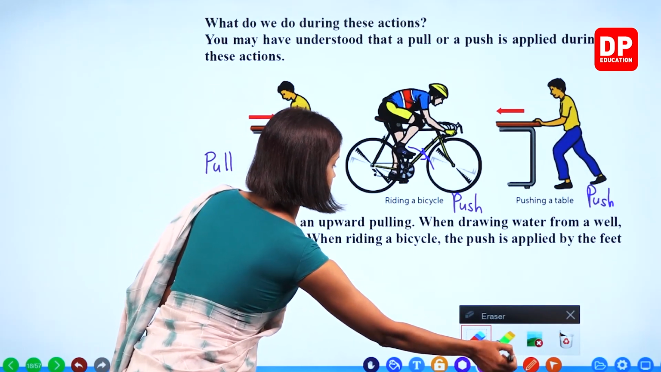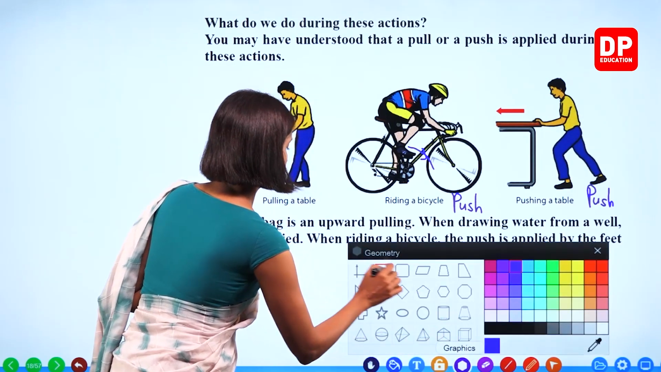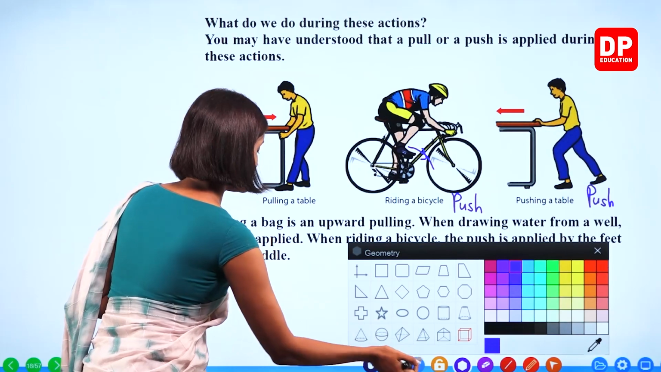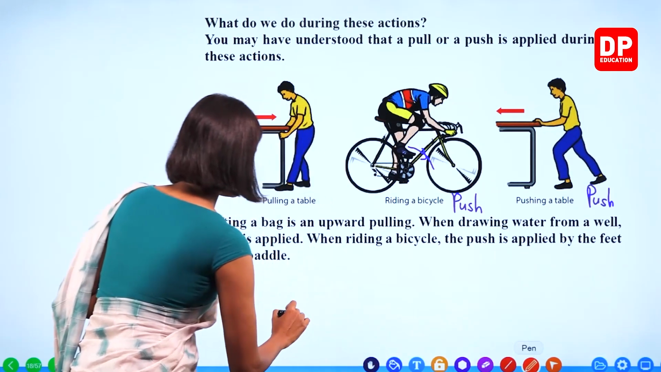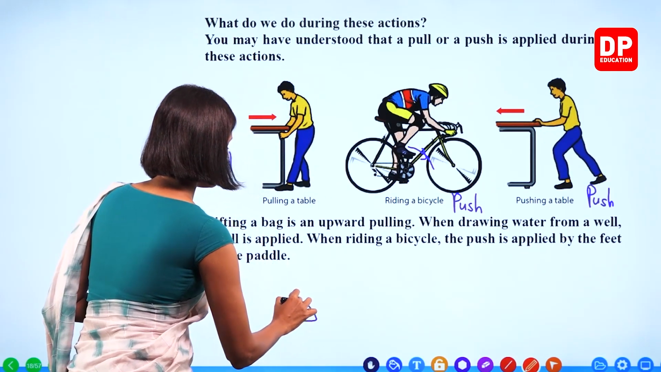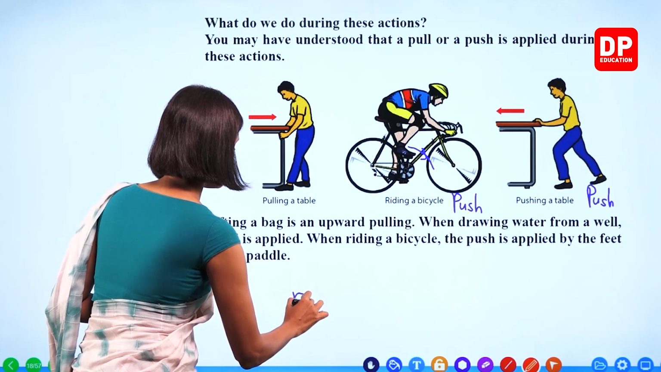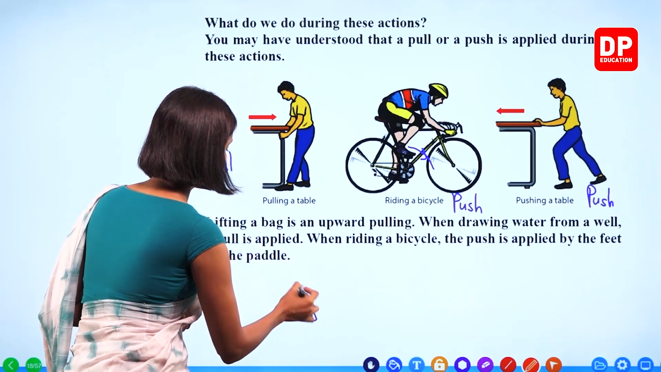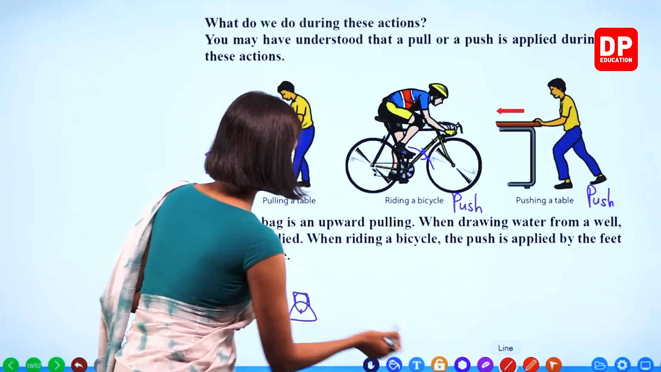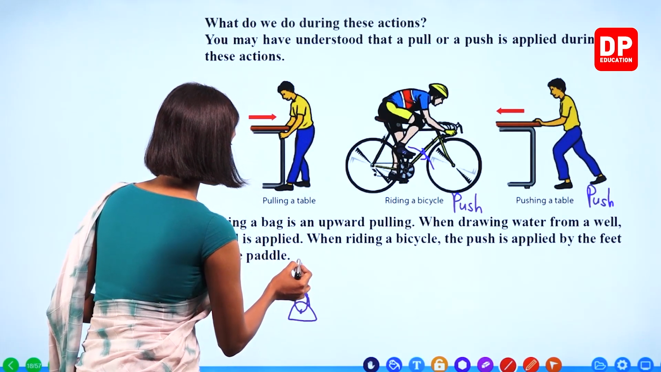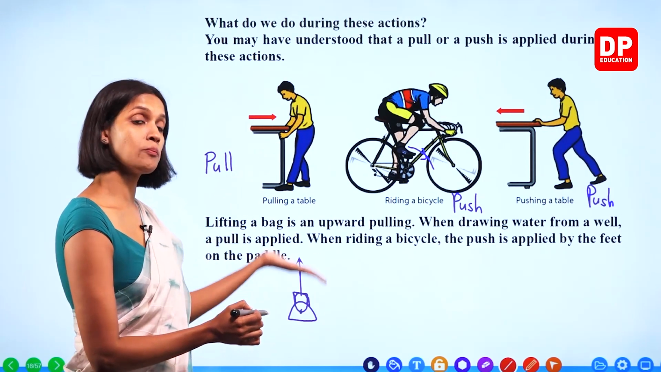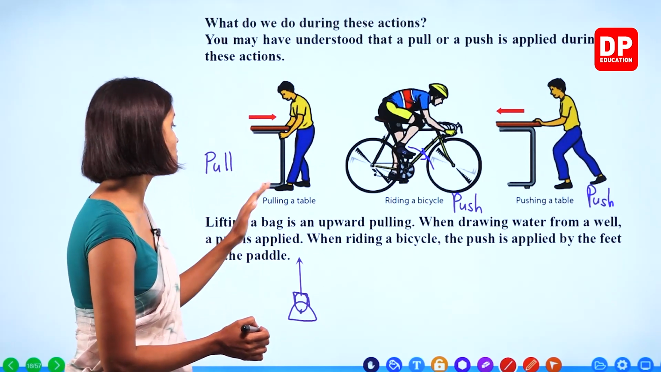So if you consider lifting a bag, okay? If this is the bag, when you pull it up, what happens? It's always an upward pulling. You pull it upwards, lifting a bag, an upward pulling.